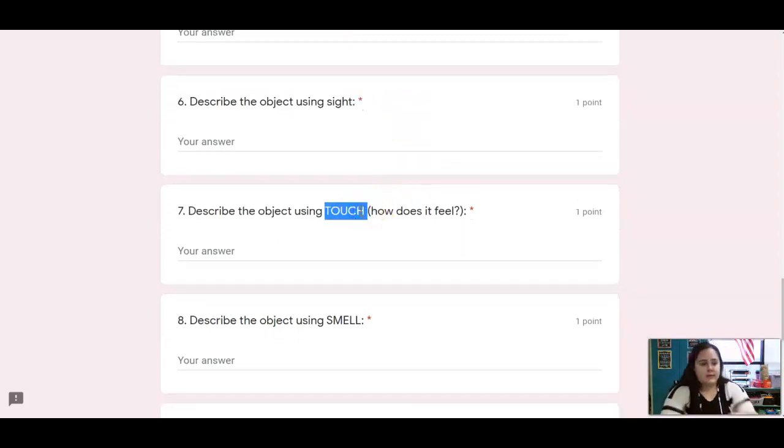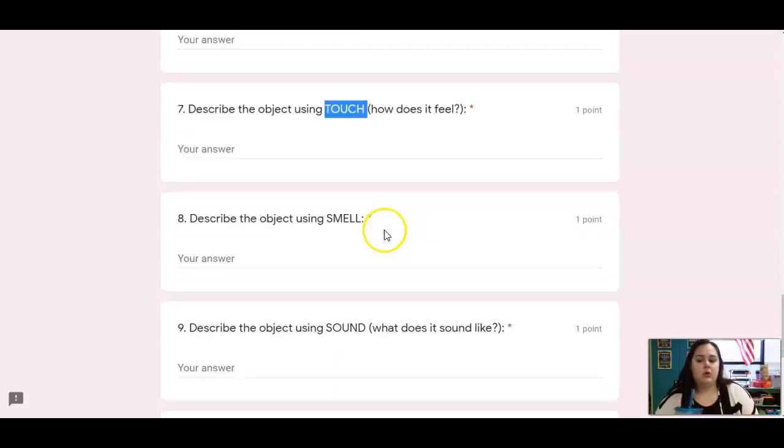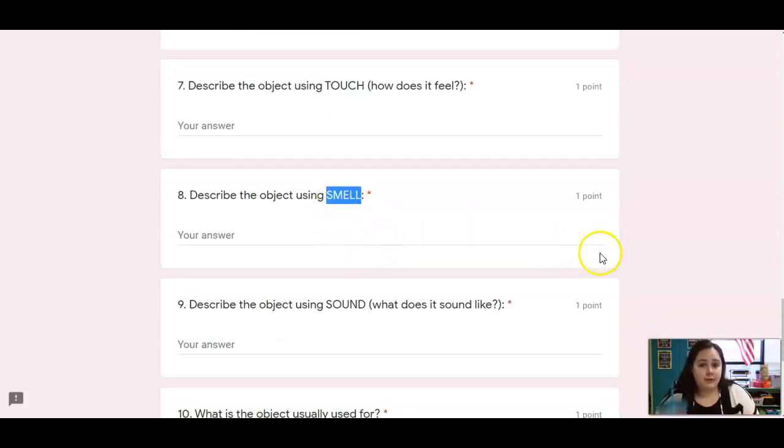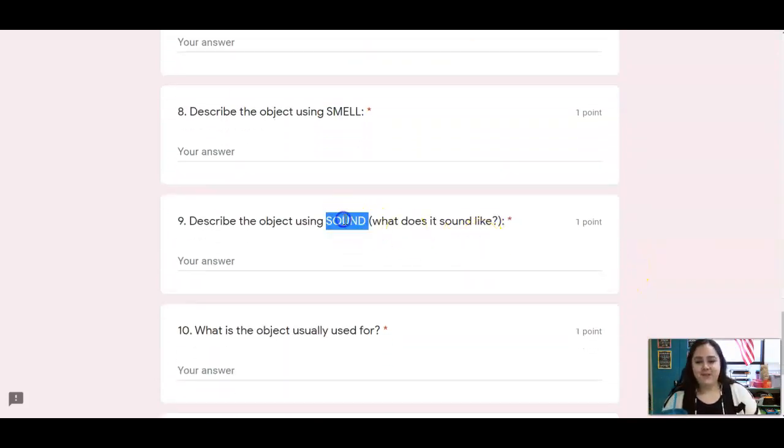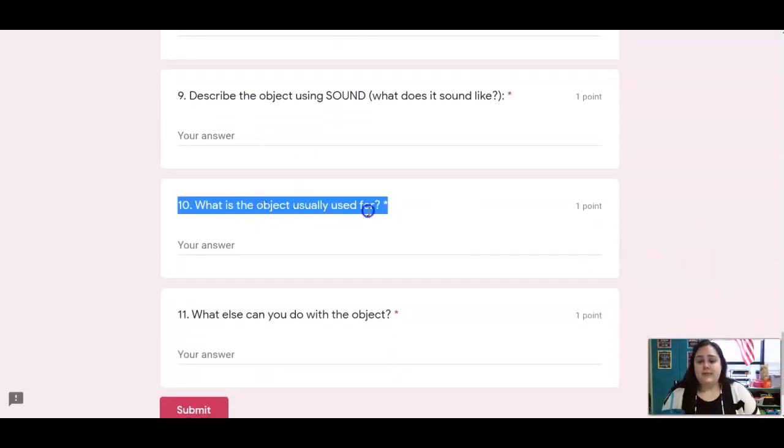Now describe it using touch. So I would say it feels cold. It feels hard. It feels smooth. Describe it using smell. So I have coffee in my cup, so mine smells like coffee, so it smells good. Describe the sound. So if you hit it, what sound does it make? Does it make sound on its own? What is the object usually used for?